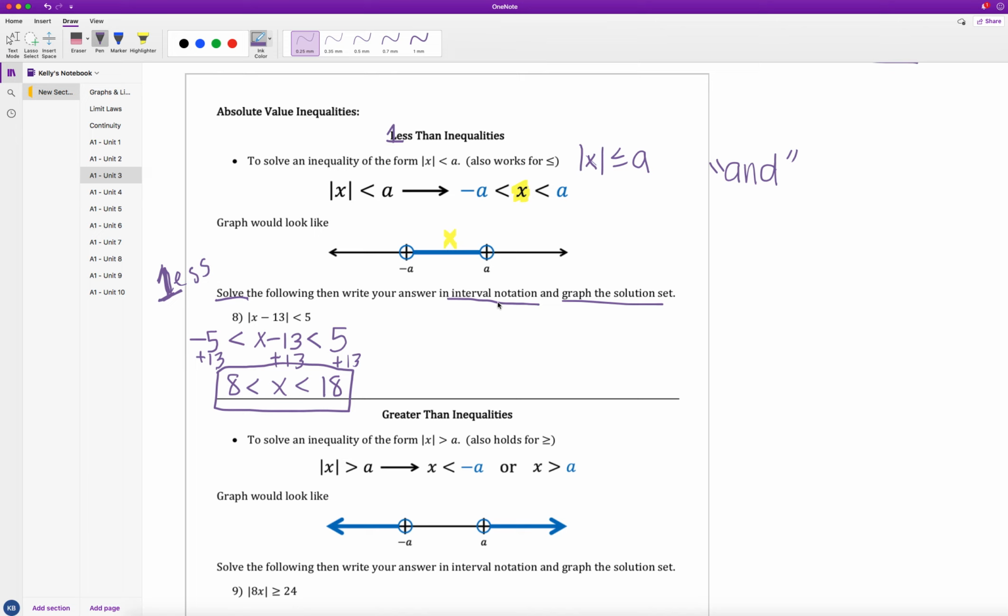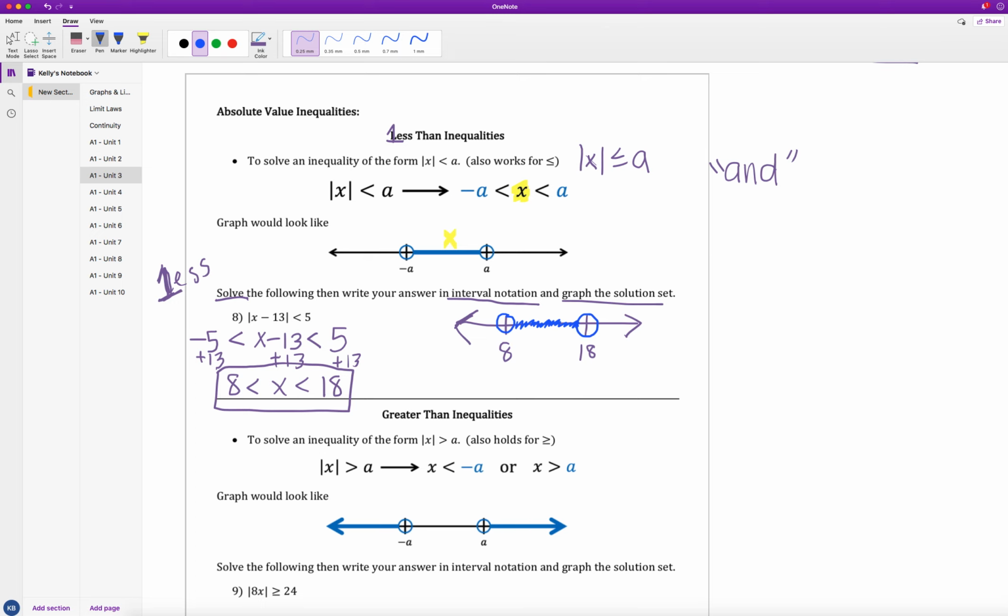The next piece we need to do is graph it and write it in interval notation. So I'm going to draw our graph on here. Remember, we're drawing on a number line because we have one variable, and I need 8 and 18. So 8 will be on the left-hand side, 18 will be on the right side because 8 is less than 18. And I'm going to do our graph in blue. So because we have no equals to bar, we will have open circles at both 8 and 18, and then we will shade everything in between, and that will be our graph of our solution set.